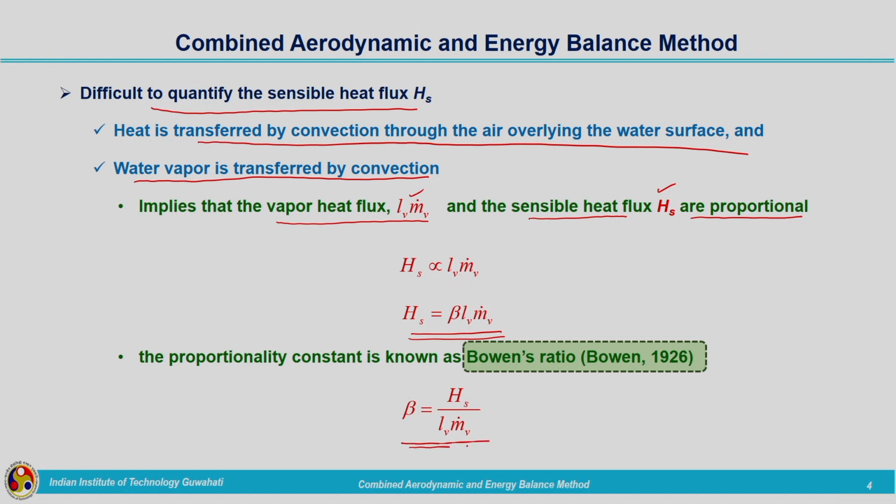Look at the equation: we have the sensible heat incorporated here, and we have the vapor heat flux, that is the expression Lv mv dot. We know these two processes are taking place due to convection. Since both take place under the same transport phenomenon, we can consider these two proportional to each other. That way, we have considered a coefficient of proportionality, Bowen's ratio, and beta is written as Hs by Lv mv dot.